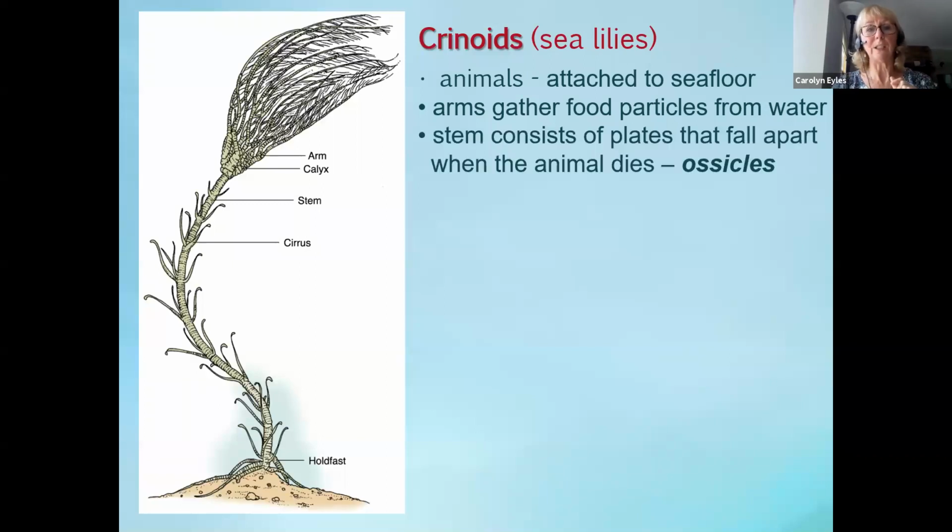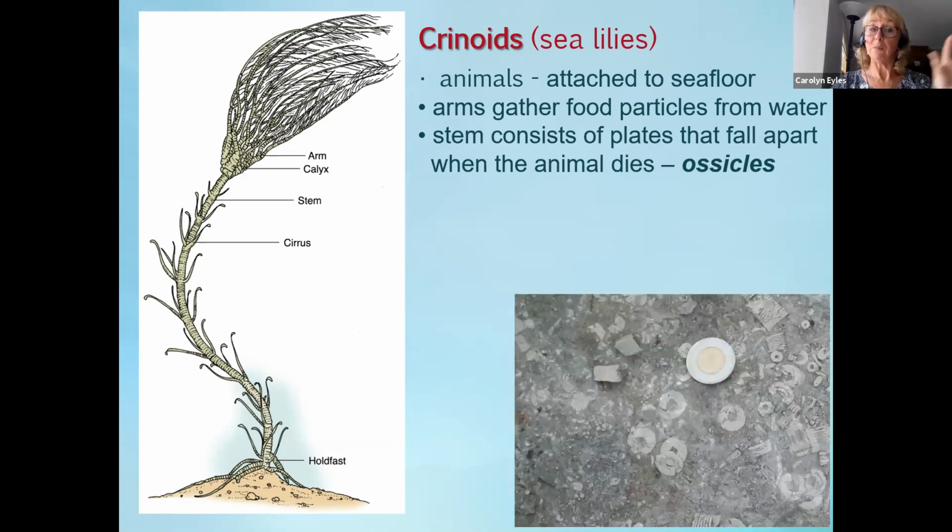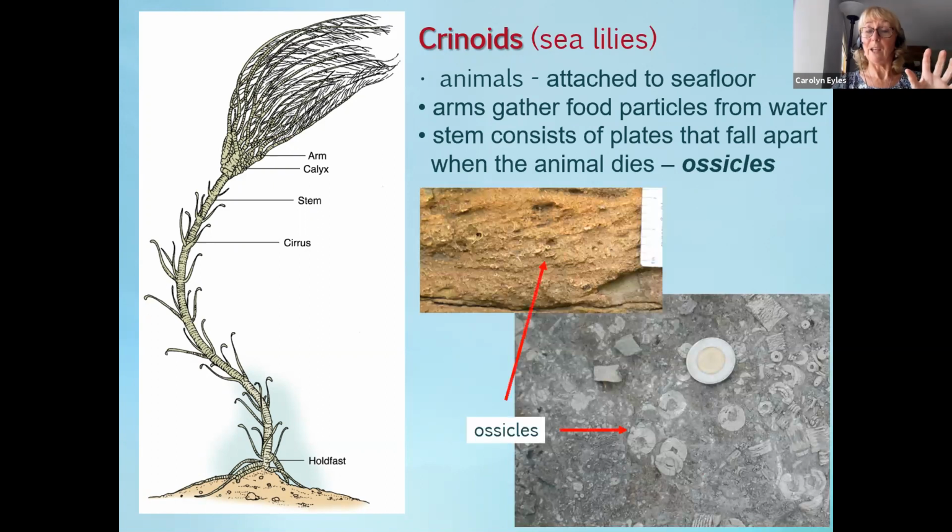They were filter feeders. And they had a stem that consisted of calcium carbonate discs that are called ossicles. And when the animal died, those ossicles fell to the seafloor, and they are what we see preserved in many, many of the escarpment rocks, particularly the Lockport and also the Irondequoit. Any of those carbonate-rich rocks we can see as those little discs.